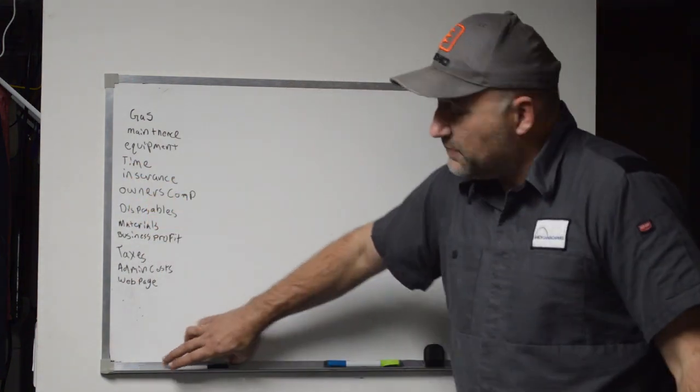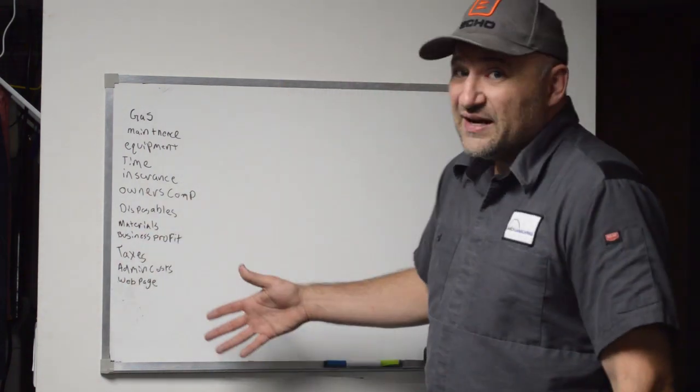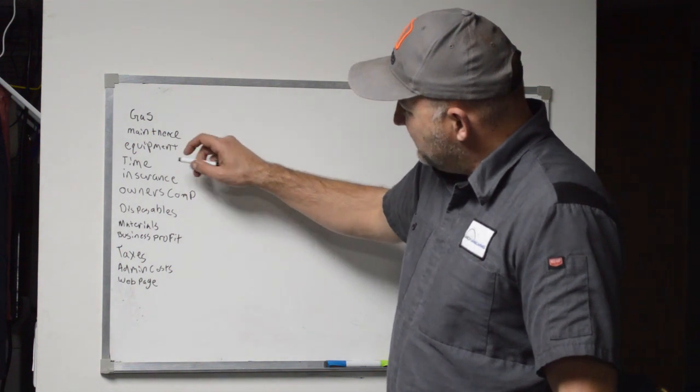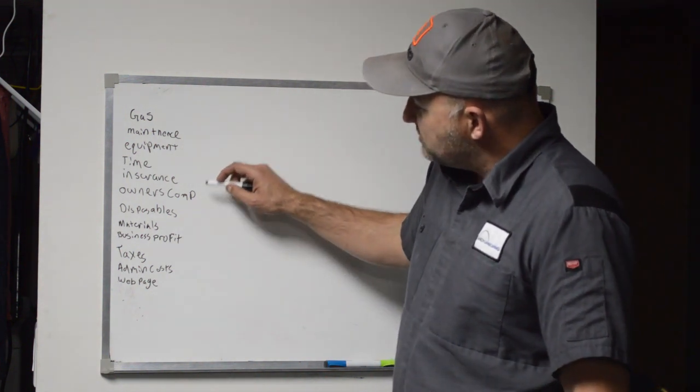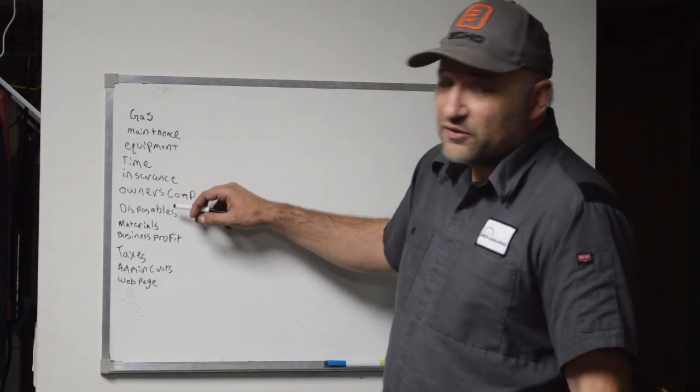So I have started up on the board here, and this is not a comprehensive list. Some of these things might not be on your radar, some of them might be. Gas, maintenance, equipment, time, insurance, owner's comp, disposables, and materials. These last two are separate things.